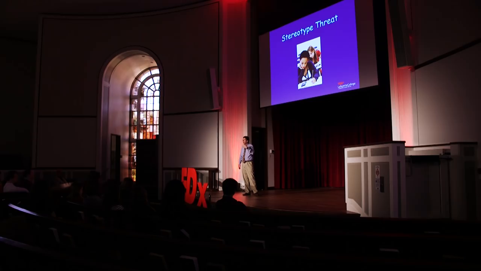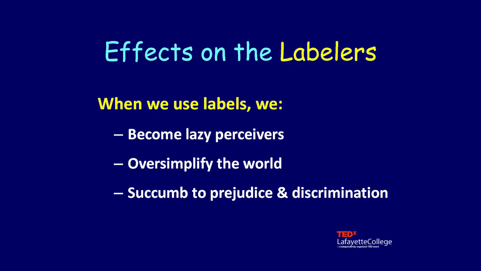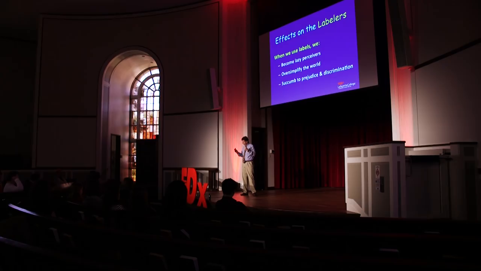But one thing we don't often think about is the effect of labels on the people who are doing the labeling. So when we use labels, we become lazy perceivers. We oversimplify the world, and we succumb to prejudice and discrimination. What I mean by that is we start looking at people as members of categories rather than as individuals. Okay? And so let me give you a couple of examples.